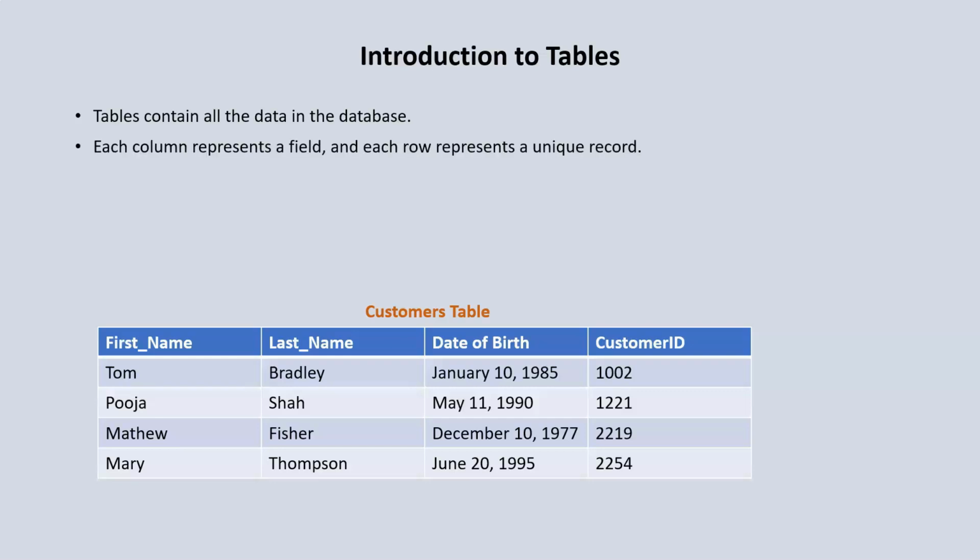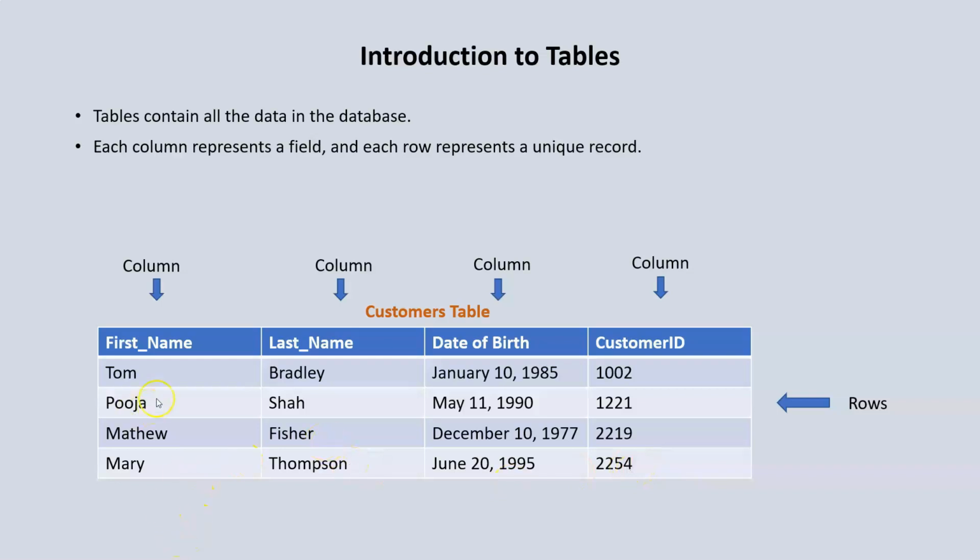Each column represents a field and each row represents a unique record. We have the first name column, last name column, the date of birth column, and the customer ID column. Now, each row is a unique record. So we have this row that belongs to Tom Bradley, date of birth January 10, 1995 with a customer ID of 1002. So the information we have in this row is unique to Tom Bradley. We can go down the list. We have Pooja Shah, May 11, 1990, with a customer ID of 1221. We have Mary Thompson, June 20, 1995, with a customer ID of 2254.